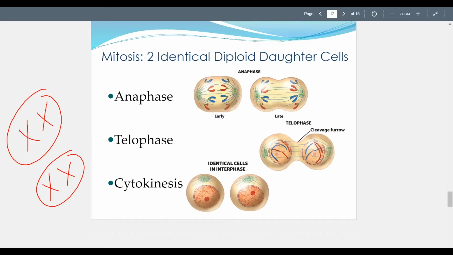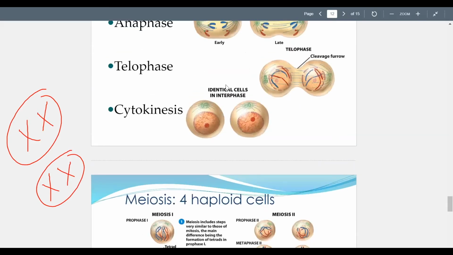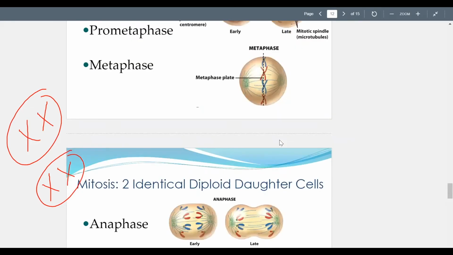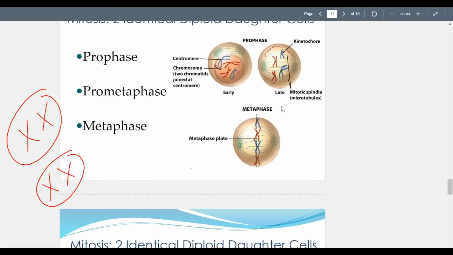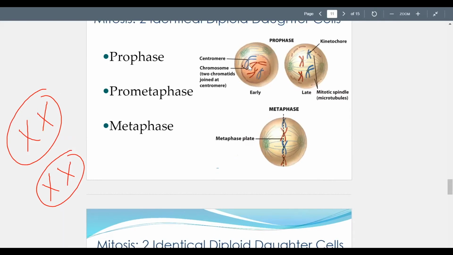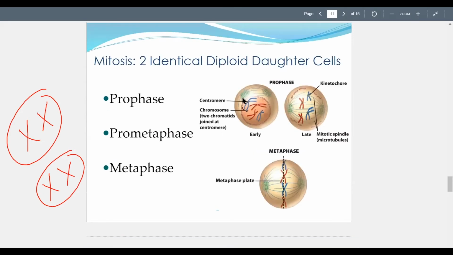And so, what this means is that they're identical cells. Just going over briefly again, in prophase, the chromatin wraps around the histones. Then prometaphase is when the nuclear envelope dissolves. The mitotic spindles are reaching out more to the chromosomes, and they're attaching to the chromosomes.